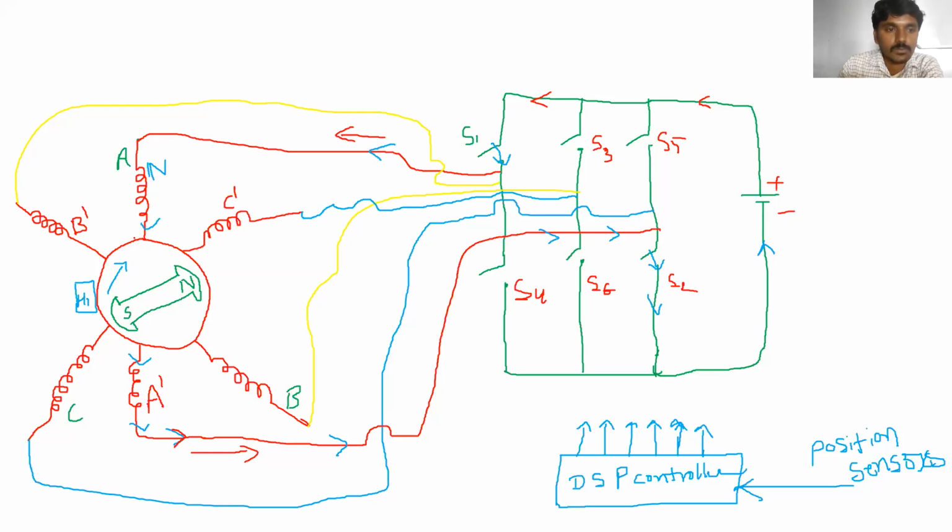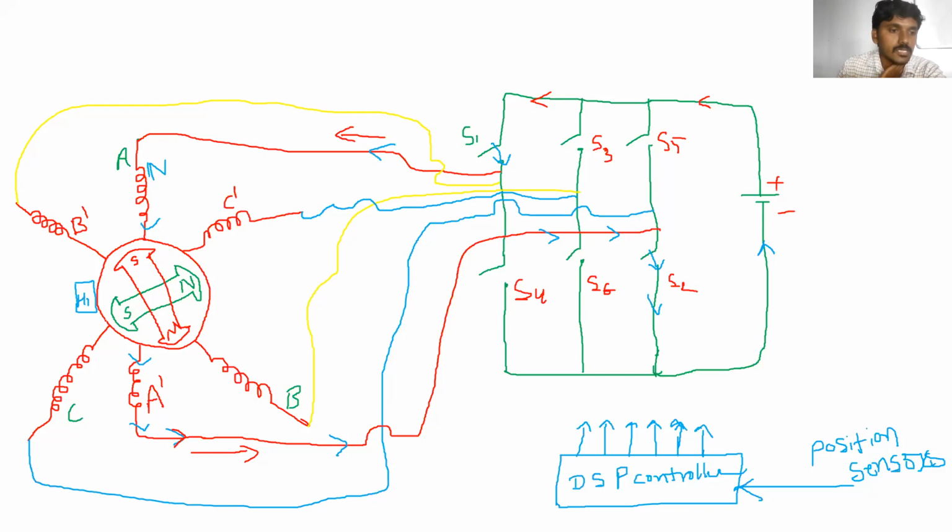Whenever this coil becomes a north pole, the rotor rotates in this direction. How does the rotor rotate? Like this. Clear? So the rotor is rotated like this. Now this becomes a south pole and this becomes a north pole. So now the rotor position is like this.